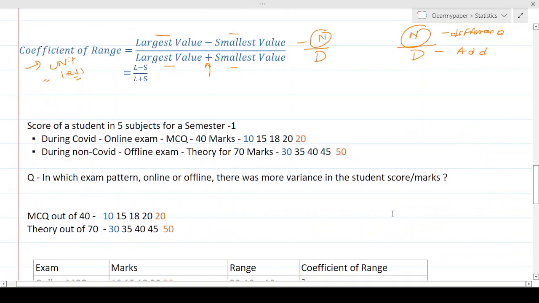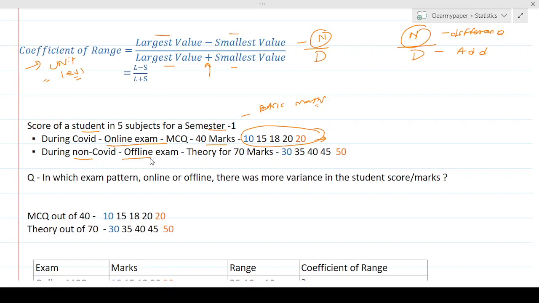Let's take the scores of a student in 5 subjects for semester 1 maths, basic maths. Let's say there is a student in a particular semester, and we have scores for his 5 subjects. In one pattern, the student took an online exam during COVID, which was more of an MCQ for 40 marks, and these are the marks for the 5 subjects. In another scenario, the same student appeared during non-COVID times for the same 5 subjects in offline mode, which was a theory paper for 70 marks, and these were his marks.